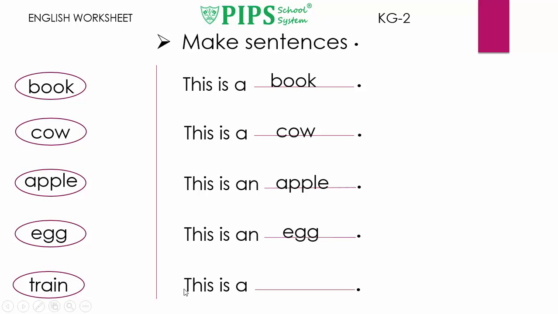The last sentence is: this is a dash. We will write here train. So the sentence is: this is a train.